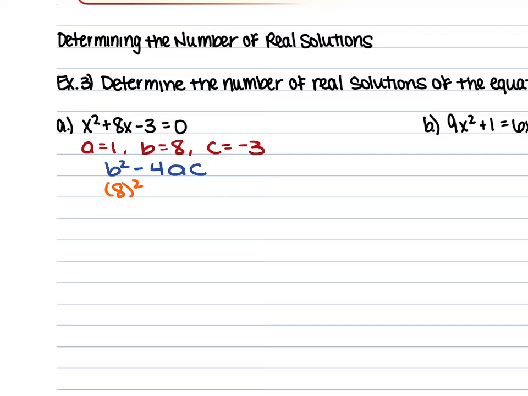You're going to have 8 squared minus 4 times 1 times negative 3. The 8 squared is 64. Negative 4 times 1 is negative 4. Times negative 3 is a positive 12. We add these and we get 76. 76 is greater than 0, so we have two real solutions.